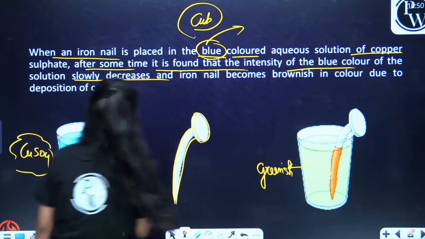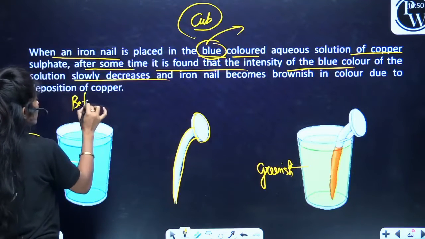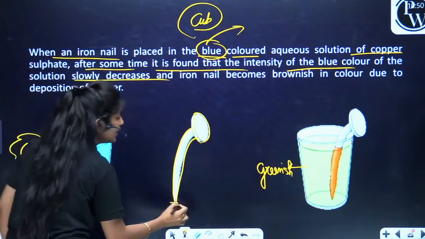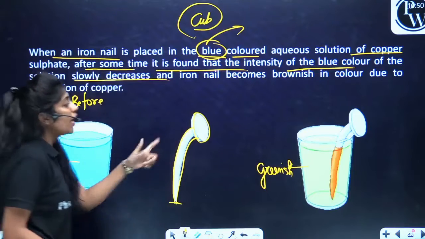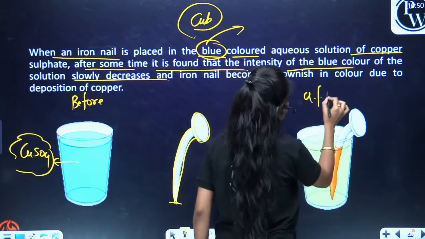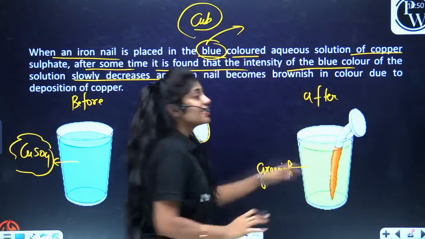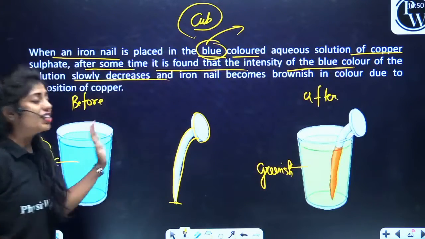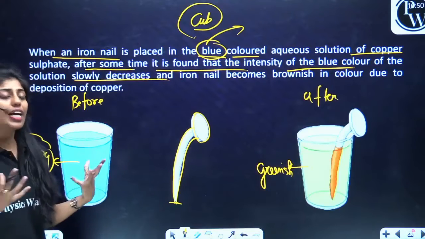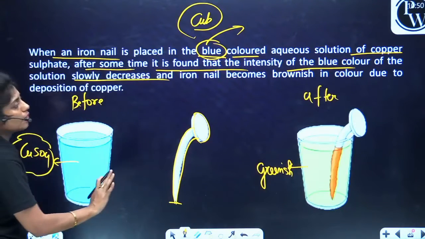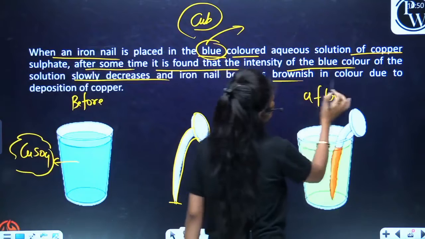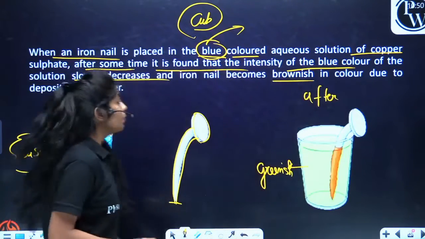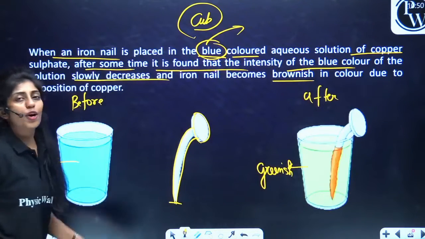Okay, you can write this is before adding this iron nail into the solution, and this will be the after observation when you are placing this iron nail into this copper sulfate solution. So you can clearly observe the change in color from blue to greenish color. And the iron nail becomes brownish in color. Why? Because of deposition of copper.